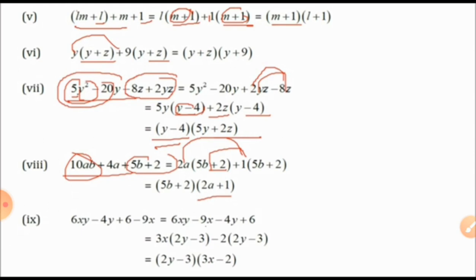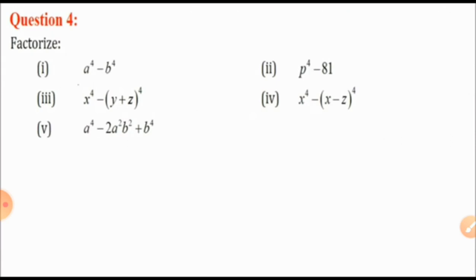Ninth one, 6xy minus 4y plus 6 minus 9x. What is the common one, beta? Yes. Rearranging the numbers and find out the common one. Rearranging, you know very well. आगे पीछे ले सकते. Question number 4, factorize.